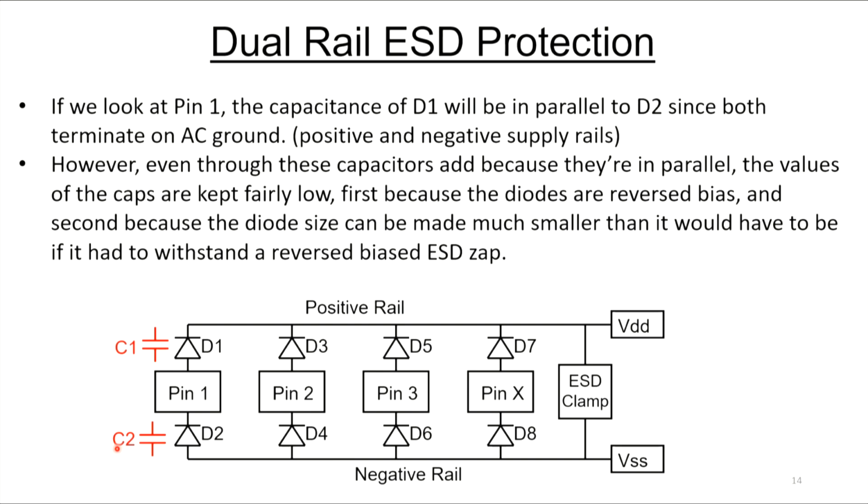But these aren't very large capacitors, for two reasons. One is, under normal operation, the diodes are reverse biased, and reverse biased diodes have lower capacitance than forward biased diodes. Another reason is, these diodes are only ever used in the forward direction during an ESD pulse. If you're being used in the forward direction, you don't need as big of an area to handle that pulse. So these diodes can be made relatively small in area. So again, it doesn't add a whole lot of capacitance to the inputs.